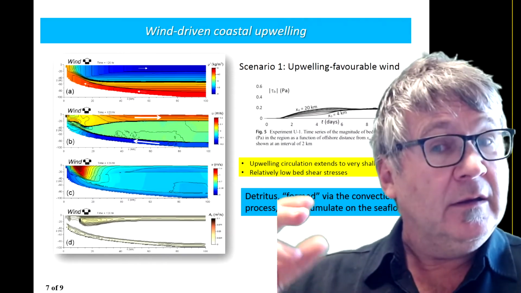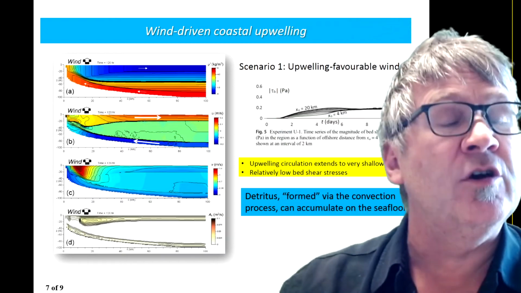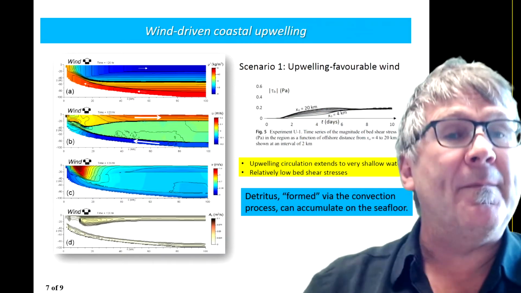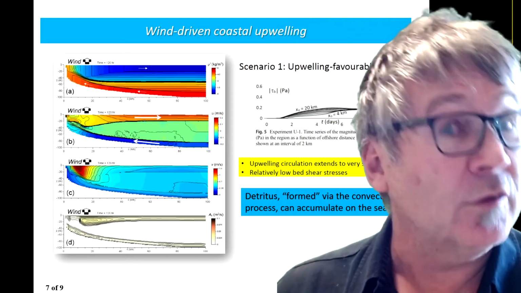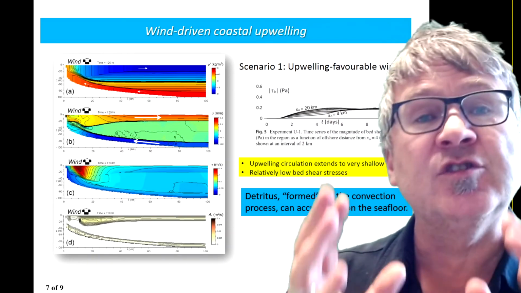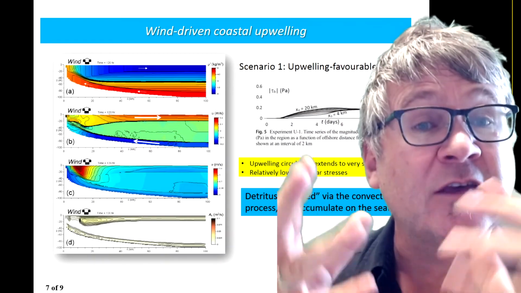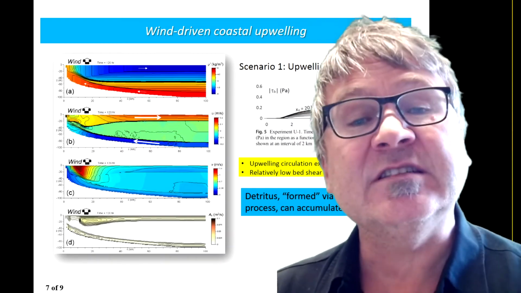However, the organic matter that is formed near the surface falls somewhere back onto the seafloor. Not necessarily in the same direction, but it can accumulate on the seafloor, so you actually have a source of nutrients, okay, accumulating on the seafloor.